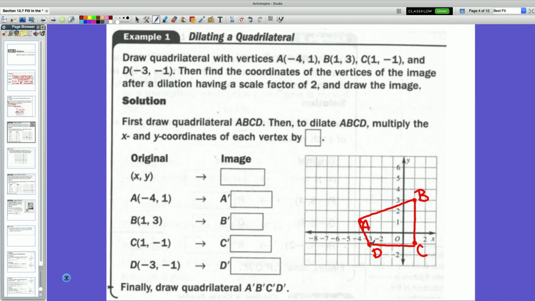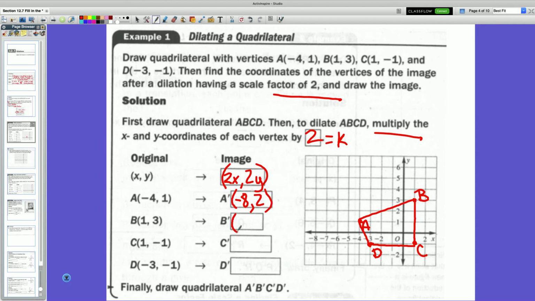Then find the coordinates of the vertices of the image after dilation having a scale factor of 2. Since my scale factor is 2, I need to multiply every x and y coordinate by 2. So (x, y) goes to (2x, 2y), because that's what my k value is, my scale factor. So just multiply everything by 2. A goes to negative 4 times 2, which is negative 8, and 1 times 2, which is 2.